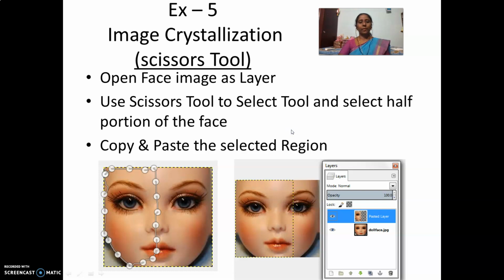Next we are going to see image crystallization, which can be done by using the scissors tool. You can open a face image as a layer and then using the scissors tool you can select a particular area which you want to cut out. So here you can see, using the scissors tool, by clicks I have placed this particular region as the selected region. I can just copy and paste it anywhere, where this region will be pasted. You can see here, yes, the pasted layer over here.